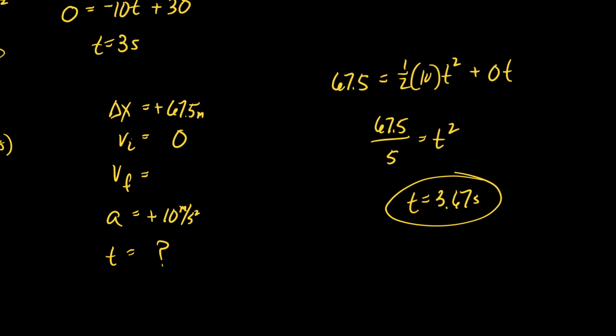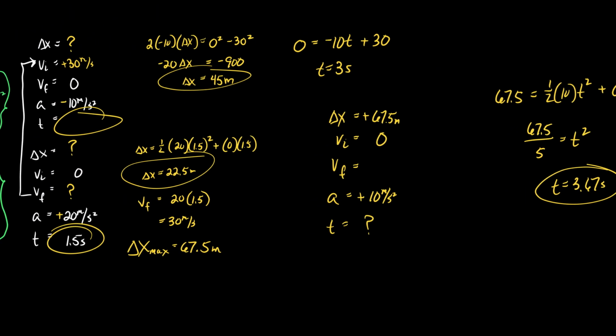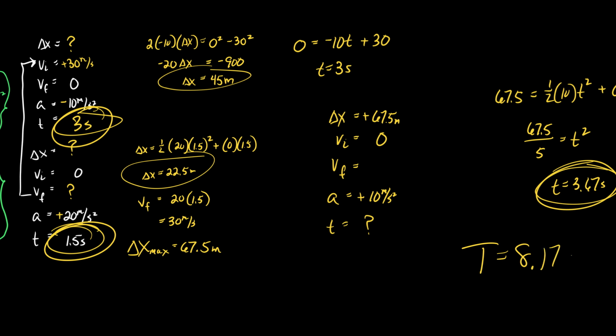to the ground. So all that together, time of flight, 3 seconds plus 1.5 seconds plus 3.67 seconds. Got to add all those together. So plus 3 plus 1.5. It is in the air for a total time of 8.17 seconds. Bless you. What do you think, quiz worthy?